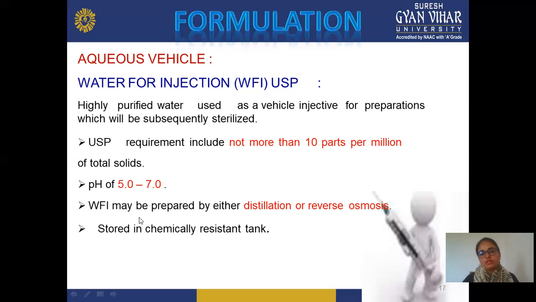And water for injection is prepared by either distillation or reverse osmosis. These are the two methods used to prepare sterilized or distilled water, that is water for injection, with the help of distillation and RO, reverse osmosis. And it is stored in a chemical resistant tank. After distilling or preparing this water for injection, you should store it in proper condition, because if you are not maintaining proper condition, there may be chances that your product degrades or water for injection contains some impurity or contaminating material due to improper storage condition.